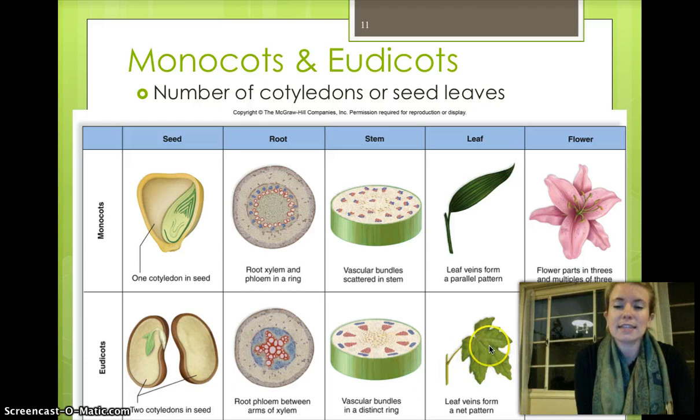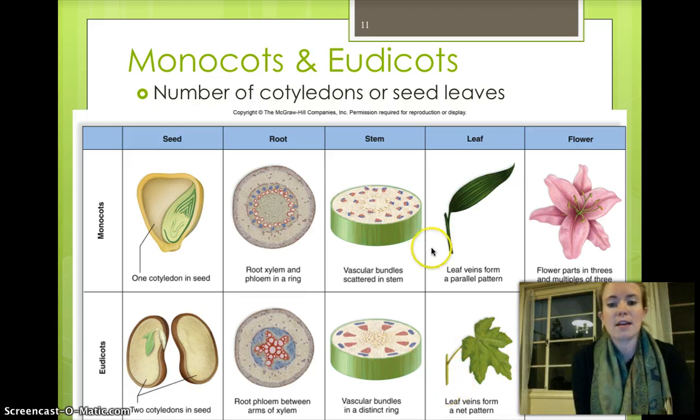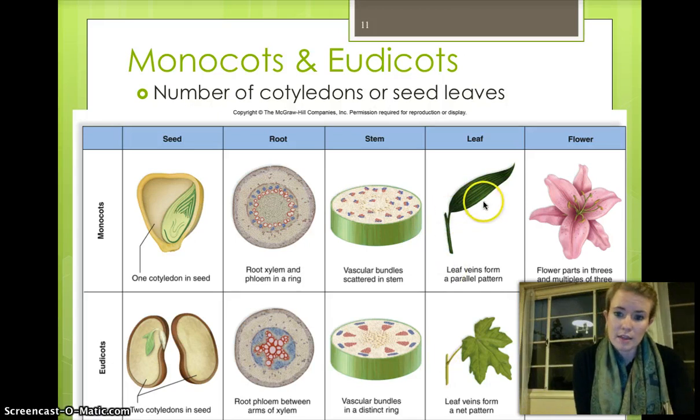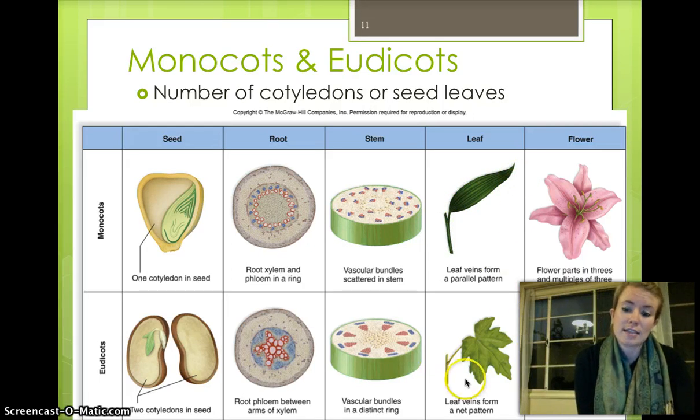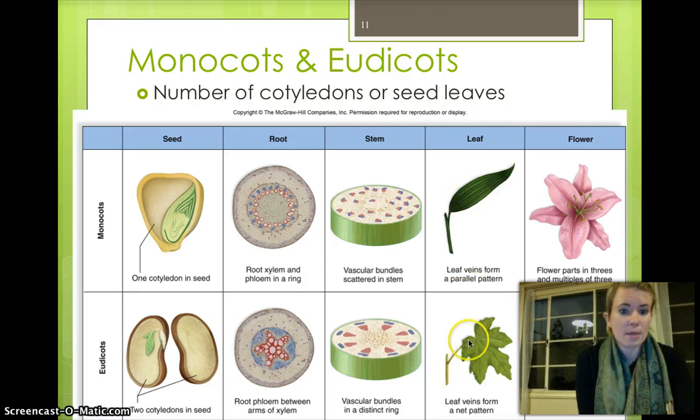Then this is the easiest, or what most people remember about monocots versus dicots. Monocots have their veins in a single parallel line. So right here in the leaf, the veins are parallel. They move from one end to the other. Whereas in dicots, they look kind of like they're spreading out throughout the entire thing. So they're in a net pattern. So this is things like grasses, and this is things like a maple leaf.